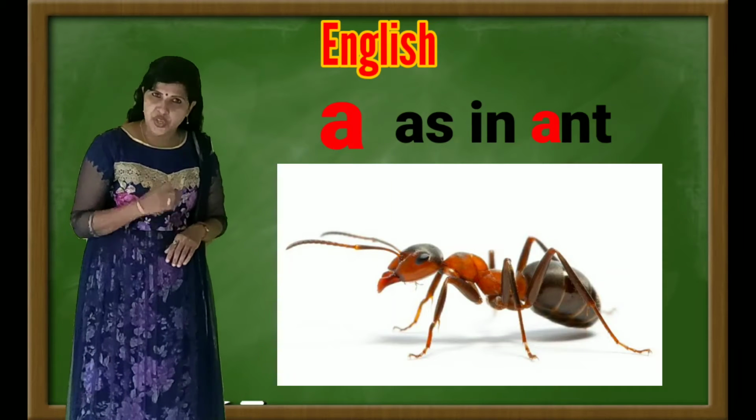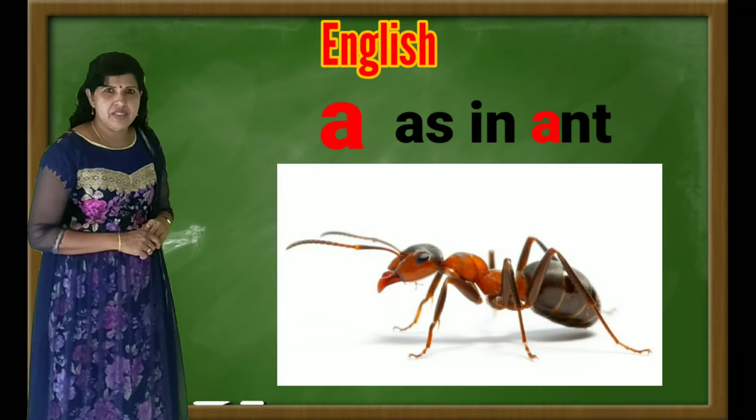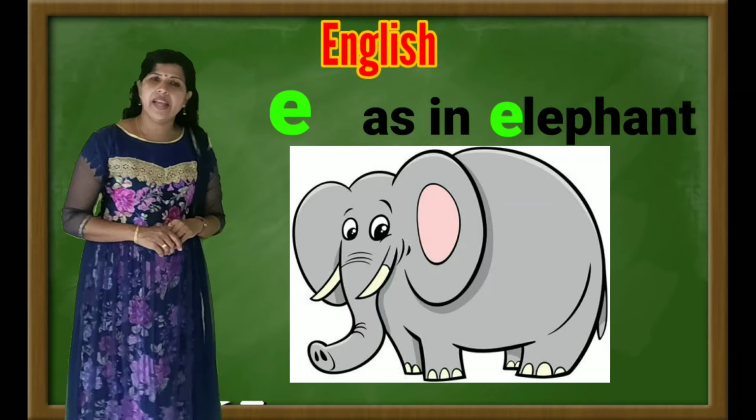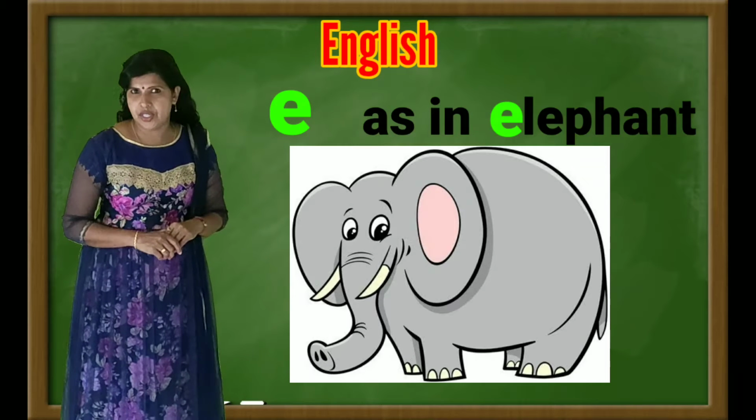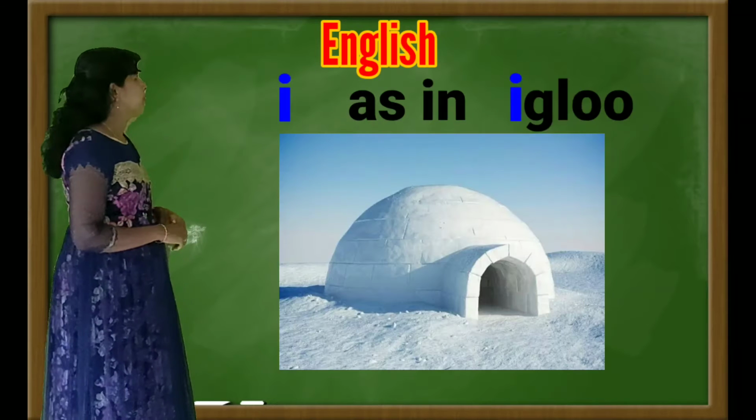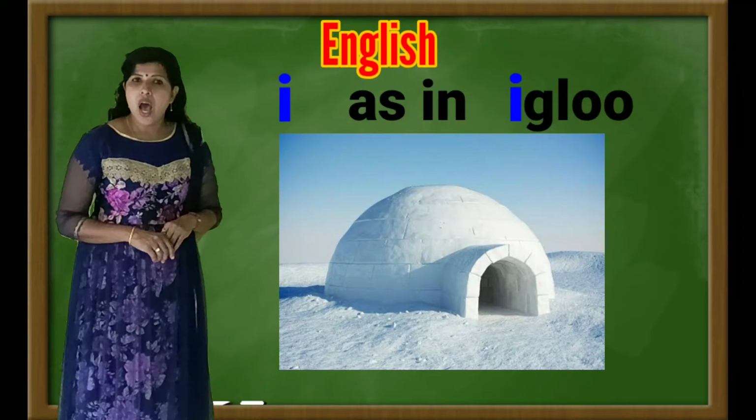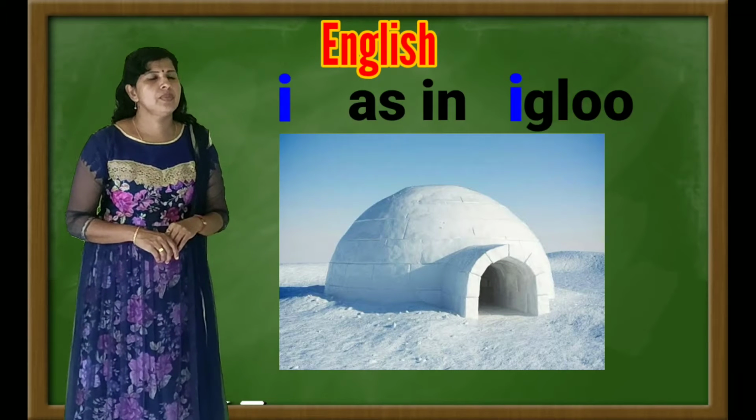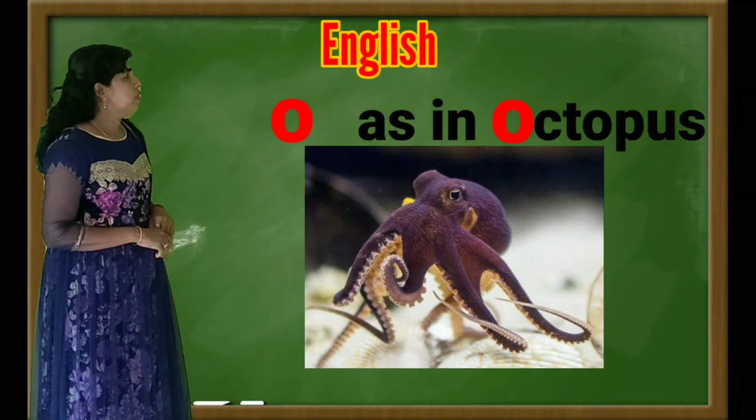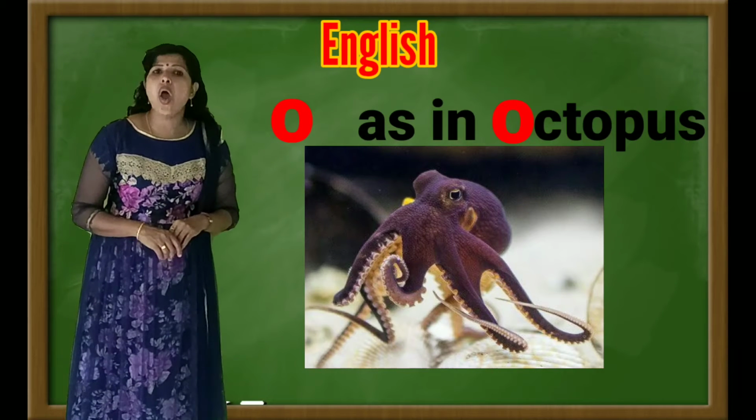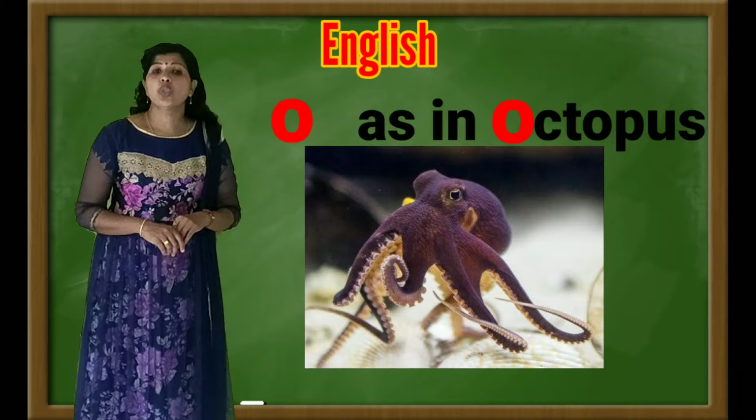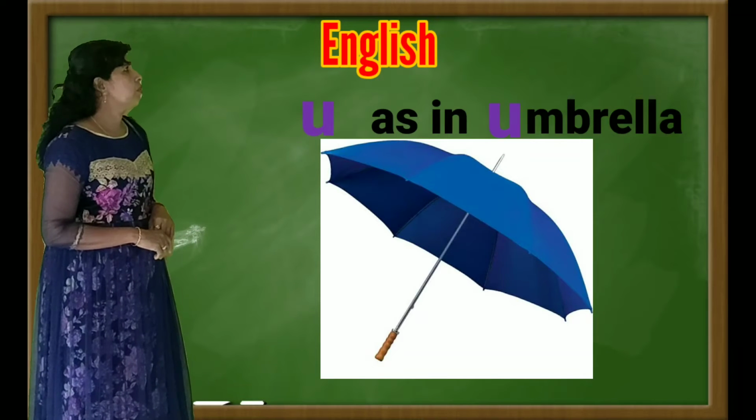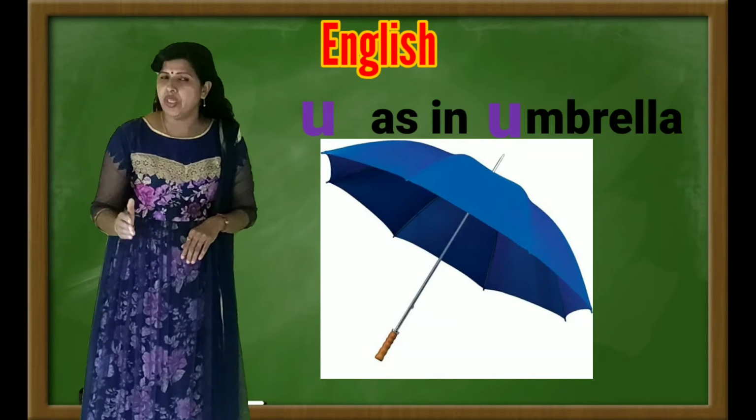A as in ant. E as in elephant. I as in igloo. O as in octopus. U as in umbrella.